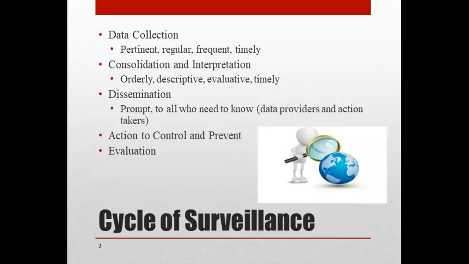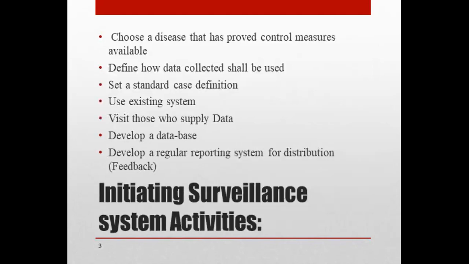Therefore, we can see that the cycle of surveillance includes data collection, which I already told, pertinent, regular, and frequent timely data collection, consolidation and interpretation. This should be orderly, descriptive, and evaluative. Then comes the dissemination of data, which is actually prompt to all who need to know, for example, data providers and action takers. Then comes the action to control and prevent, and at the end, evaluation. And I clearly described each step.